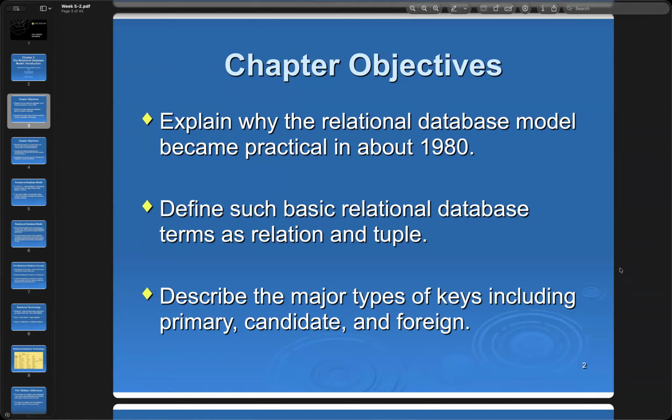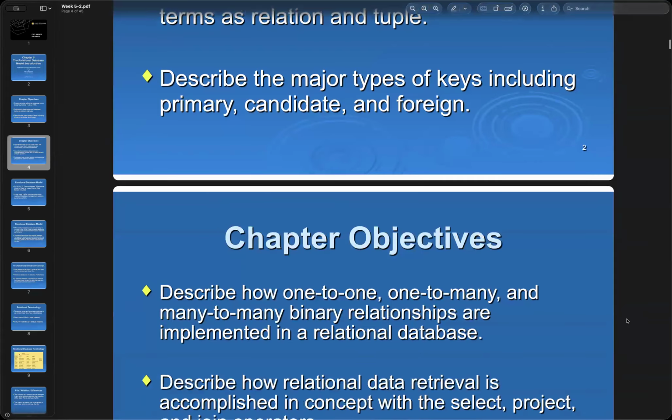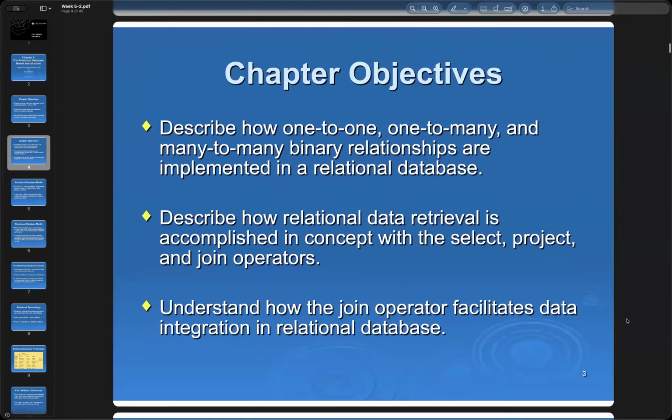Also, the major types of keys, including primary key, candidate key, and foreign key. In our lab exercise, I think some of you already heard about that: what's the primary key, what's the candidate key? We're going to cover and talk about that, and of course some terms, because we have multiple names.